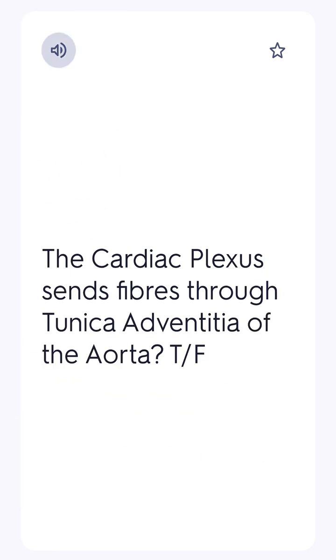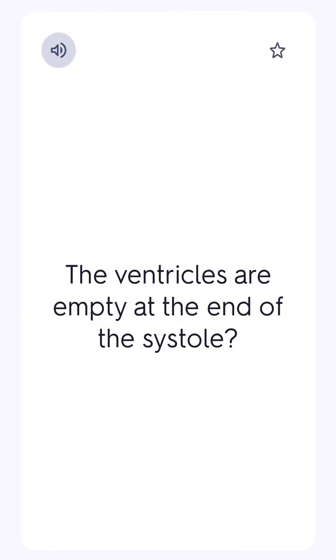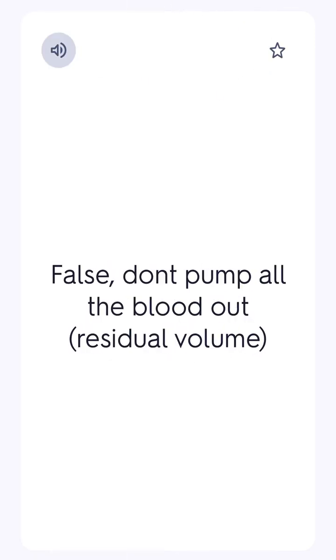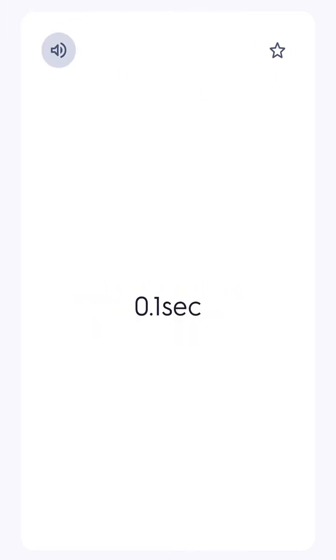The cardiac plexus sends fibers through the tunica adventitia of the aorta. True or false? False, it does not. The ventricles are empty at the end of systole. False, they don't pump all the blood out. How long is the QRS reading? 0.1 seconds.